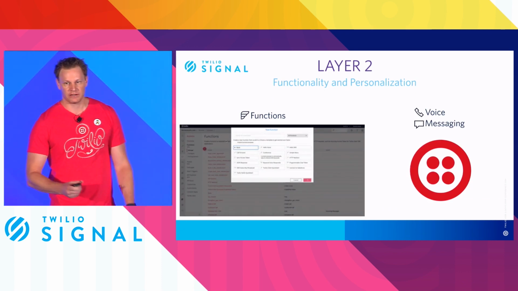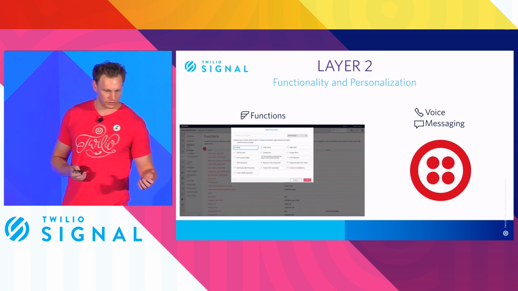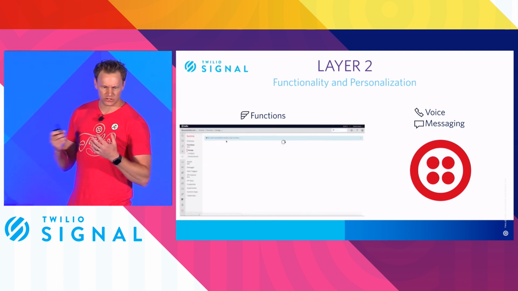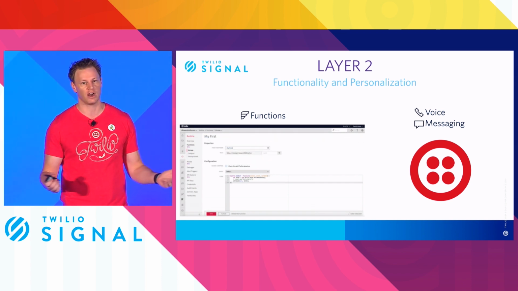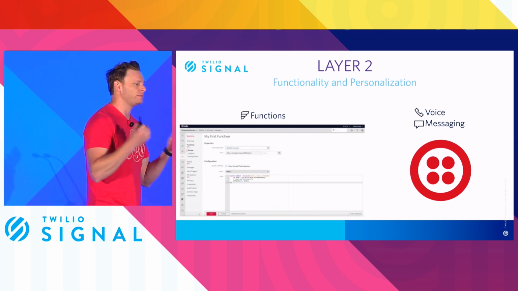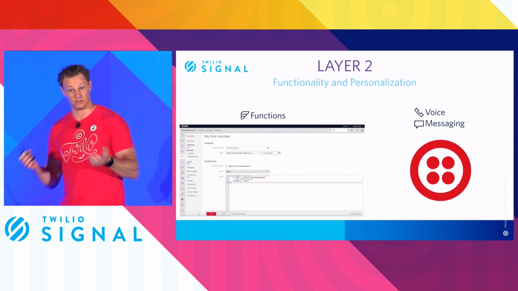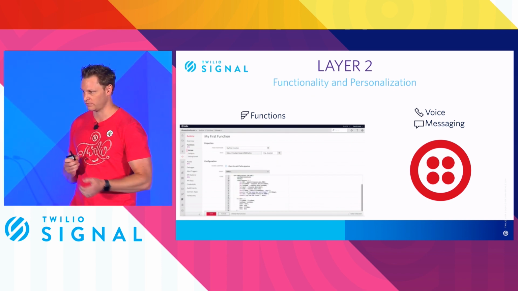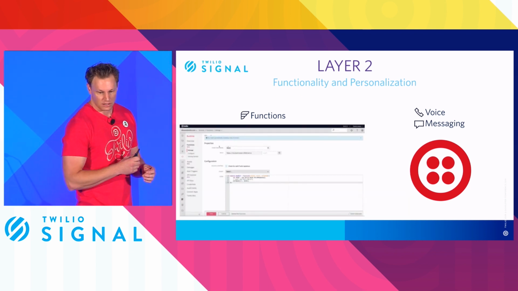In layer 2, we're providing functionality to our IVR. Twilio functions are low latency serverless standalone functions you can execute within a pre-configured environment. It includes things like API keys, helper libraries, and NPM packages, and we're using Moment.js, for those of you who are familiar with that, to pass date and time in this IVR.